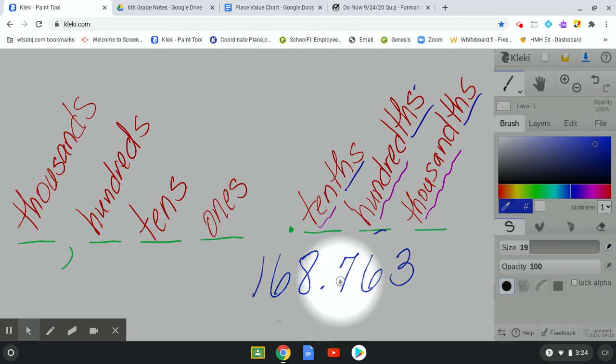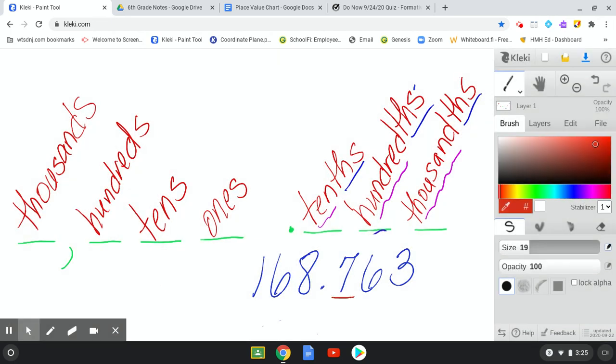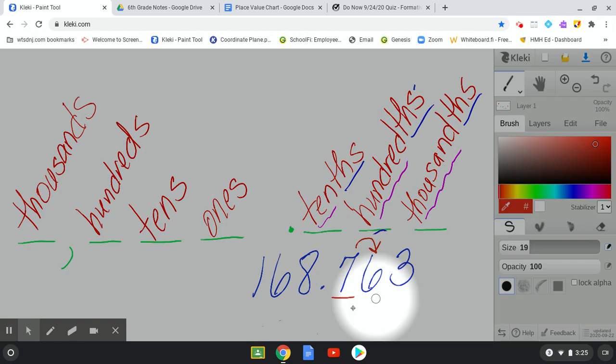Okay, last one. So 168 and 763 thousandths. So I'm going to round to the tenths place. So I'm going to look at my decimal, start right here, tenths. That's what I'm rounding to. So I'm going to underline the place value that I'm rounding to, draw my arrow to the right. This 6 tells me this 7 has to become an 8, okay? Everything to the left of my decimal stays the same. And remember what I just said: if I'm rounding to the tenths place here, that's the last digit I should have after rounding in my answer.